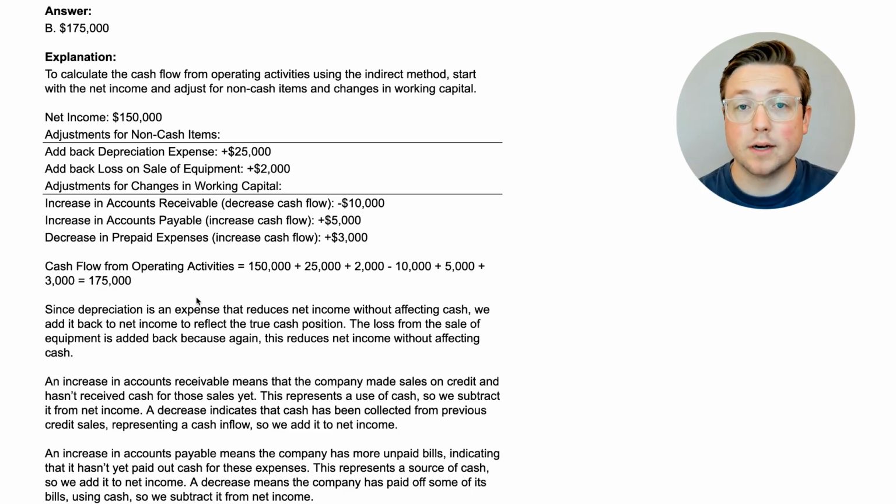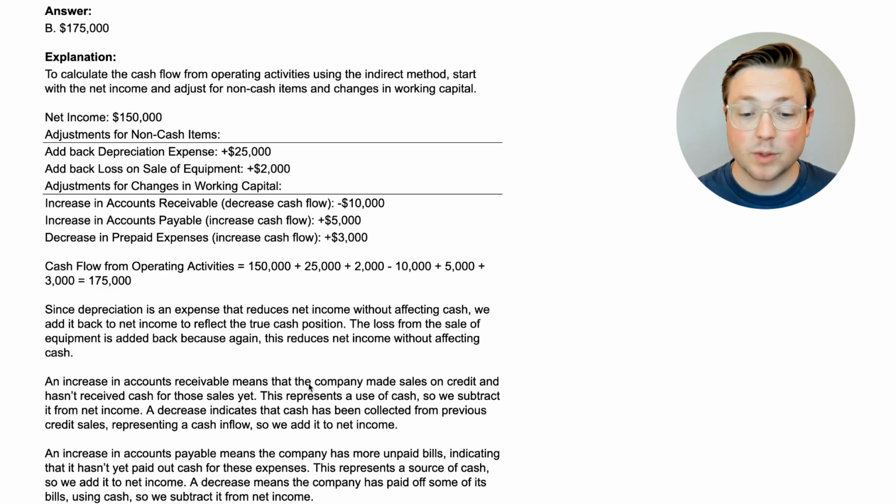So that's why we start with net income, and then we add back or take out anything that did or didn't affect cash. The loss from the sale of equipment is added back because, again, this reduces net income without affecting cash. Because there was a loss, that decreases the net income. But did cash actually leave the account because of the loss? No. So that's why you add that back to get the true cash flow.